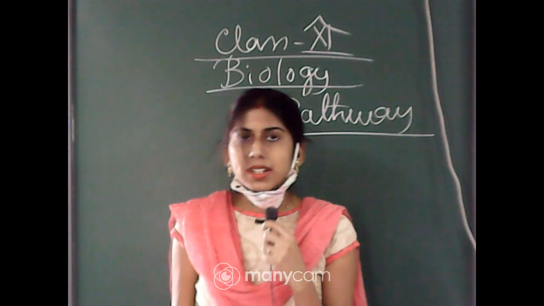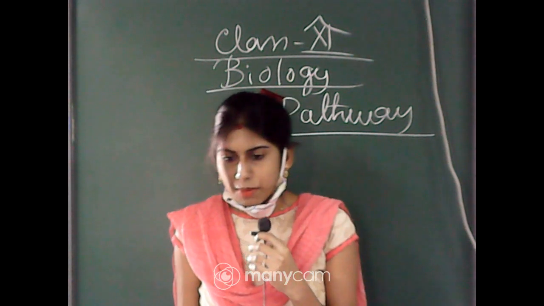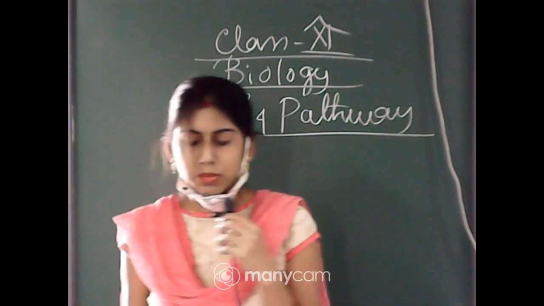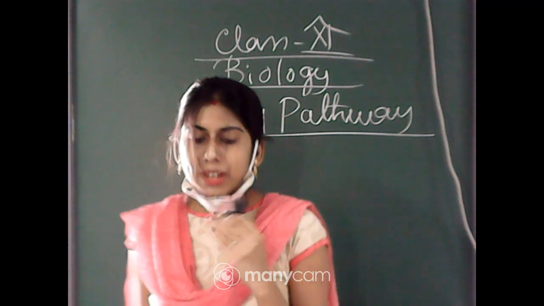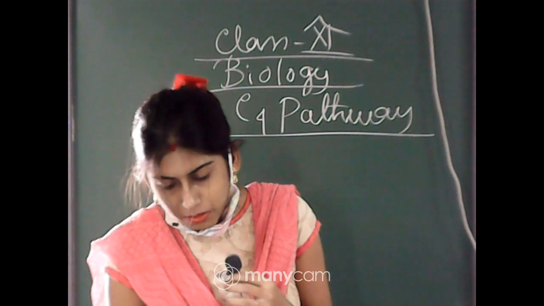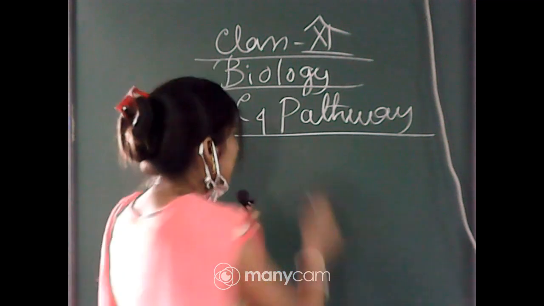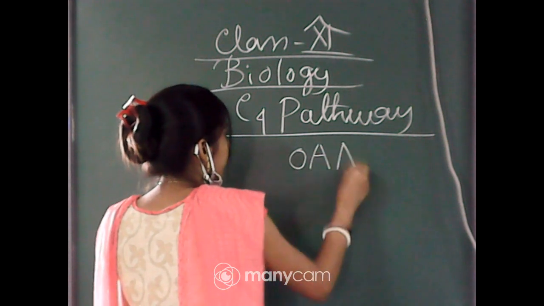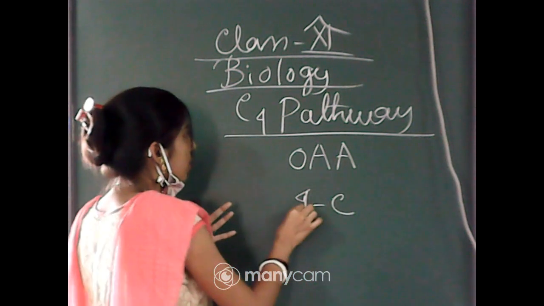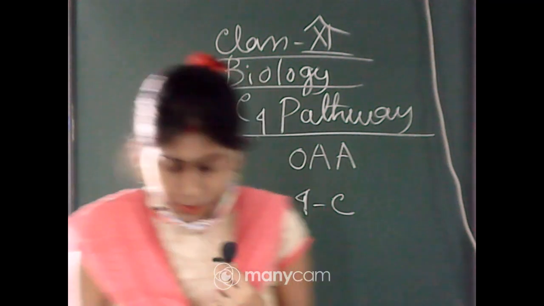As we have seen the Calvin cycle, it is called the C3 pathway. You know why? Because the first intermediate product is a 3 carbon molecule, that is 3-PGA. But in some plants, the first intermediate molecule is a 4 carbon compound, which is oxaloacetic acid, OAA. As it is a 4 carbon compound, this pathway is considered the C4 pathway.